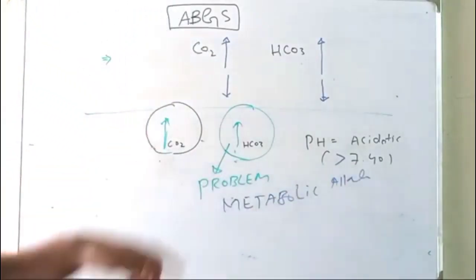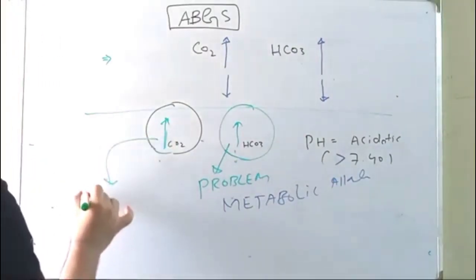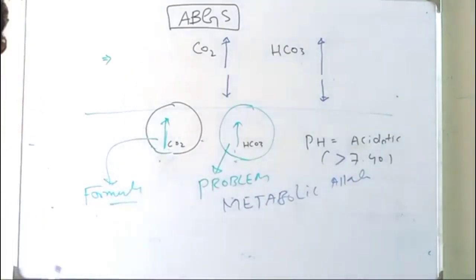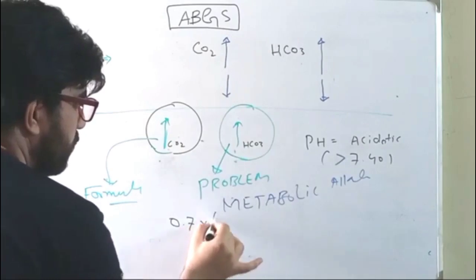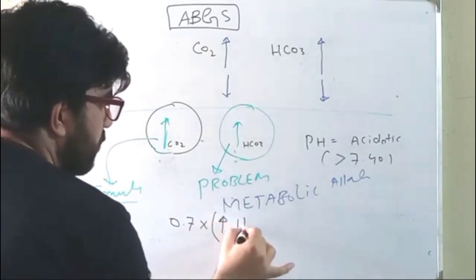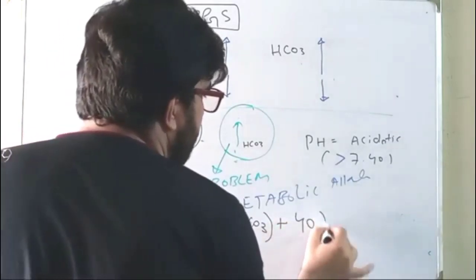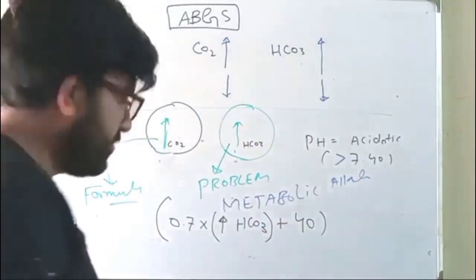Now this arrow is the problem or compensation. We have to apply a formula. And what is that formula for metabolic alkalosis? That is 0.7 into the increase in bicarbonate plus 40. This is the expected CO2.